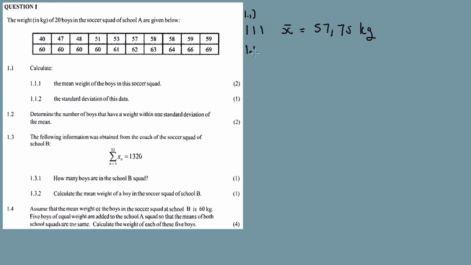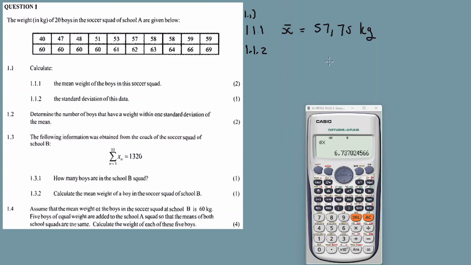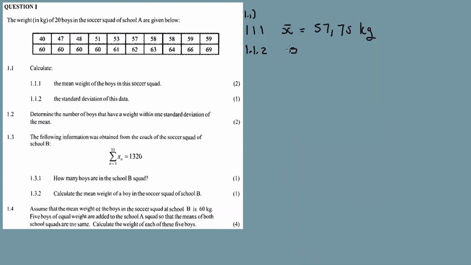Now 1.1.2. We want the standard deviation. Using the same data set I entered, we go to variance. We want the standard deviation, which is number 3, which is 6.74. So the standard deviation is equal to 6.74 in 2 decimal places. All my values I will round off to 2 decimal places. They did not specify in this question, right?